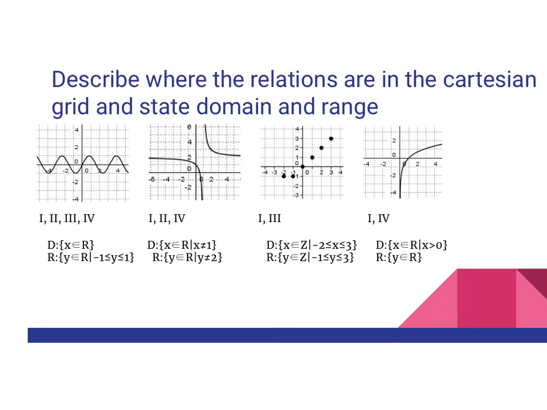Again, where is it on the grid? Well, this one is in all 4 grids. This one never touches quadrant 3. This one never touches quadrant 2 or 4. And this one never touches quadrant 2 or 3, because this graph never goes over the y-axis. So when we look at, these are a bunch of connected dots, so we're talking about the real family.